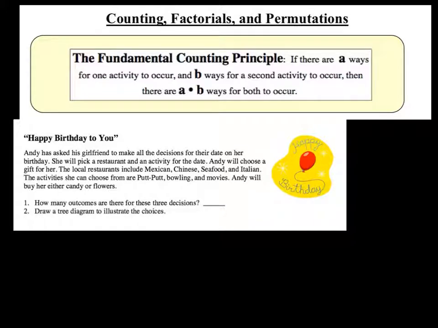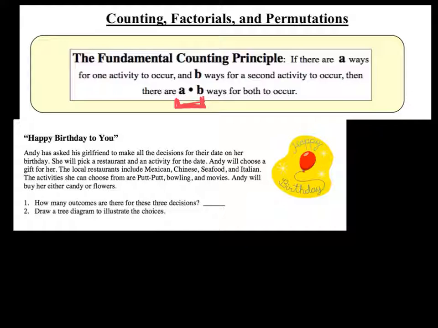The fundamental counting principle is a way to determine a certain number of arrangements or combinations of something. It says that if there are A ways for one activity to occur, and B number of ways for a second activity to occur, then all you have to do is multiply those number of ways for each event or activity together to find the number possible for both of them to occur.